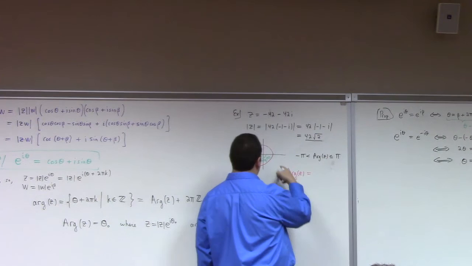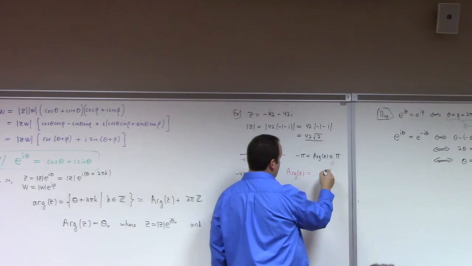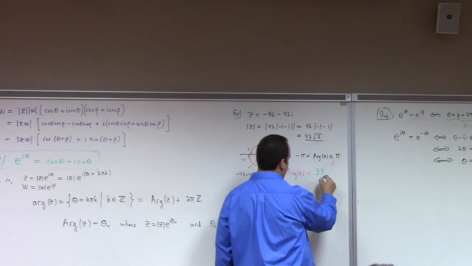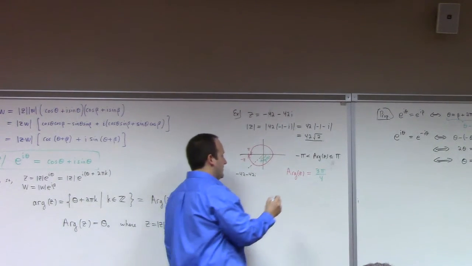And so what is it? It's, let's see here, 3 pi over 4? Except that's wrong. Why is it wrong? Negative 3 pi over 4. Very good.